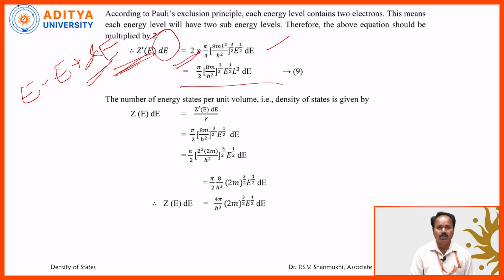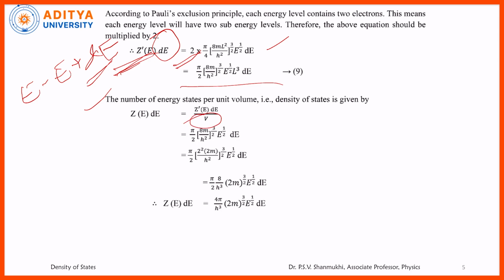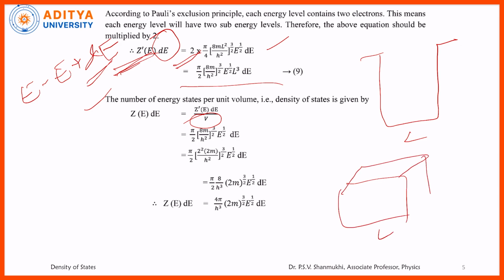But I want to get the expression for density. Density means per unit volume. Per unit volume, how many energy states are available? The number of available energy states per unit volume means divide with V now. What is volume? Actually, it is taken as a potential well of length L. Otherwise, you can take it as a potential box of side L. Say this is a 3-dimensional potential box. Therefore, what is the volume of this one? Volume is L cube.